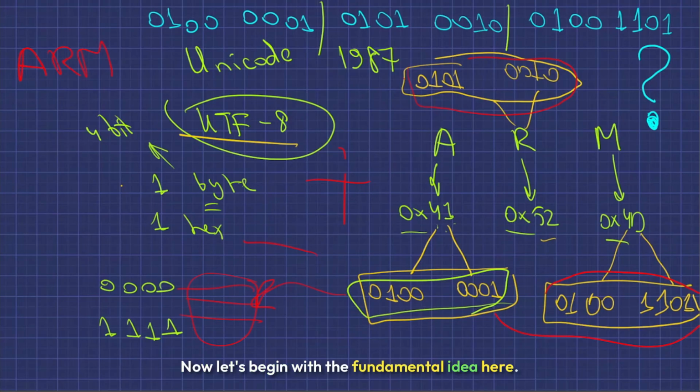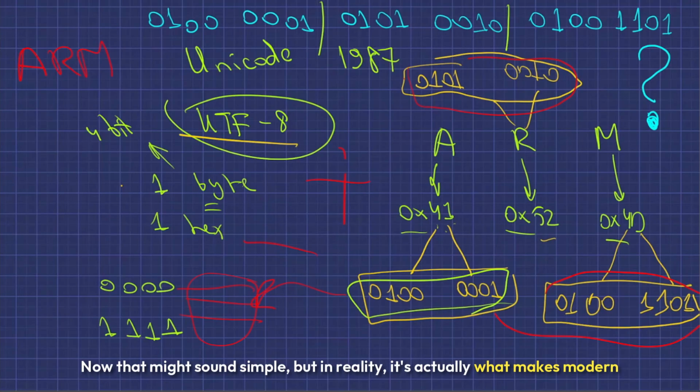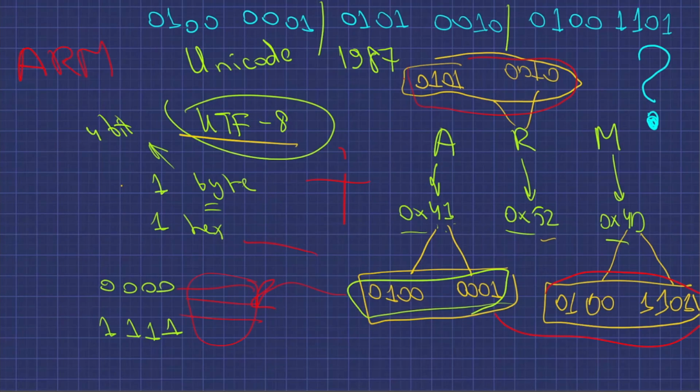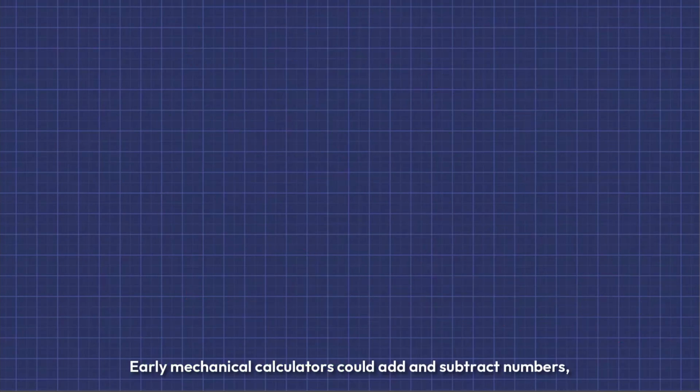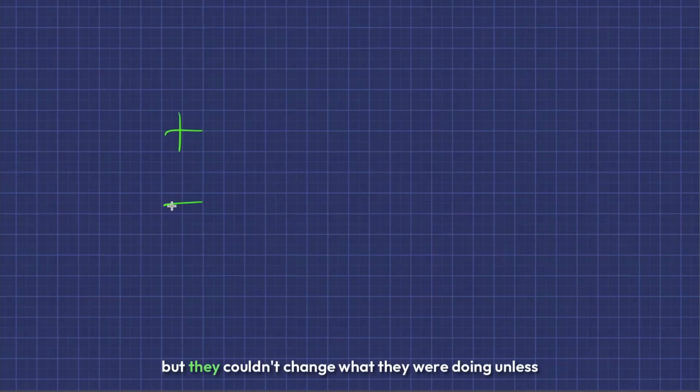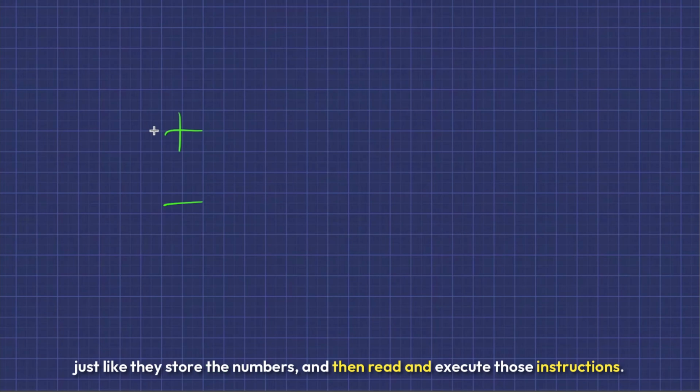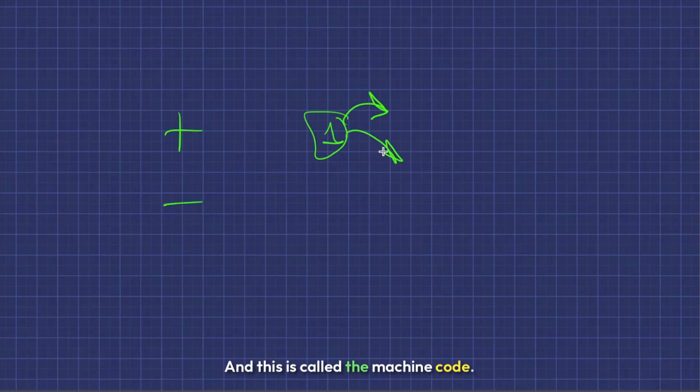Now, let's begin with the fundamental idea here. Computers can encode logic as data. That might sound simple, but in reality, it's what makes modern computing so powerful. Early mechanical calculators could add and subtract numbers, but they couldn't change what they were doing unless you physically rewired them. Computers can store instructions in memory, just like they store numbers, and then read and execute those instructions. And this is called machine code.